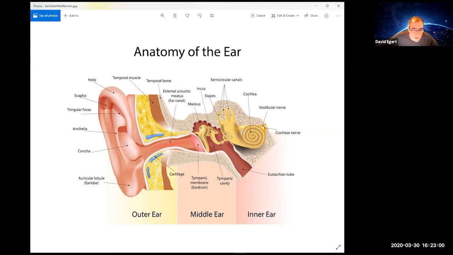Where's my annotate? Oh, I lost my little annotation thing. Let's just say you can see my little mouse here. Basically, the Eustachian tube goes all the way to the back of the throat. Let me go back to stop sharing here.